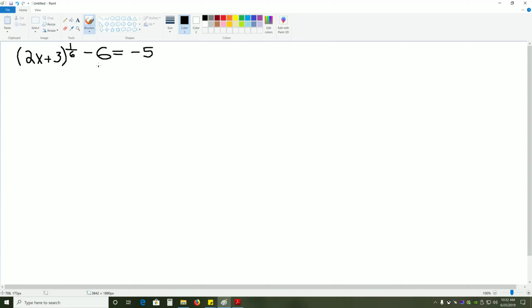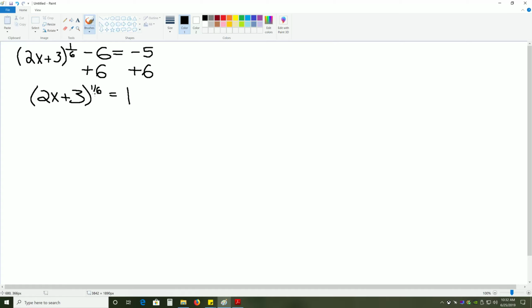The first step is to get the term being raised to some power by itself. We're going to add 6 to each side, giving us 2x plus 3 to the 1/6 power, and I apologize, that's the 1/6 power, equals -5 plus 6, which is just 1. Now from here we want to get rid of this 1/6 power.